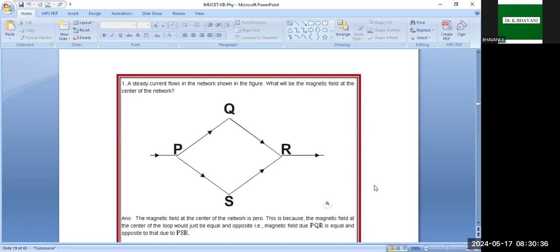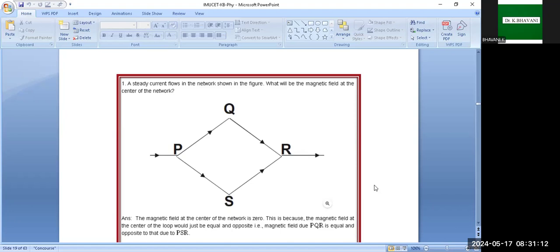So what we have to concentrate on is this: always in current electricity and also in ray optics, we have to know why we are giving these arrow marks. Why are we giving arrow marks? Because it denotes the direction of flow of the electric current in current electricity and the direction of flow of light in ray optics. So for these two chapters, we use the arrow mark definitely.